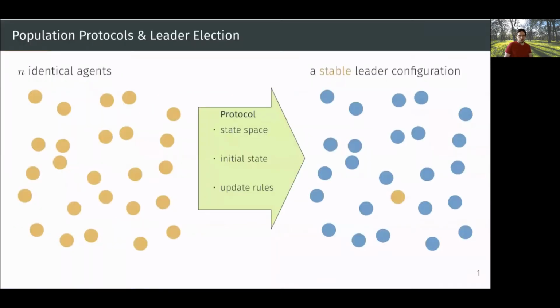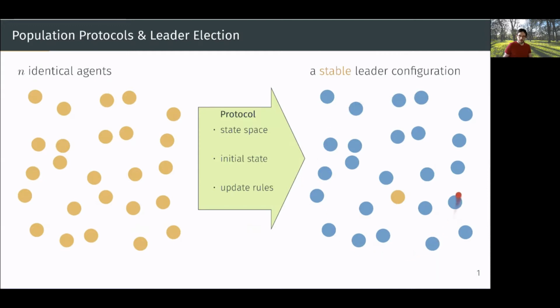In the population protocol model, we are given a system of n identical agents, each of which should be considered a finite state machine. There are discrete time steps, and in each of these time steps, a random pair of agents will be selected, and these two agents will then interact with each other. So they observe each other's state, and both of them or one of them will update its state according to a given transition function.